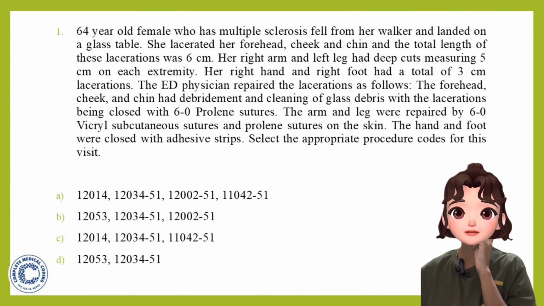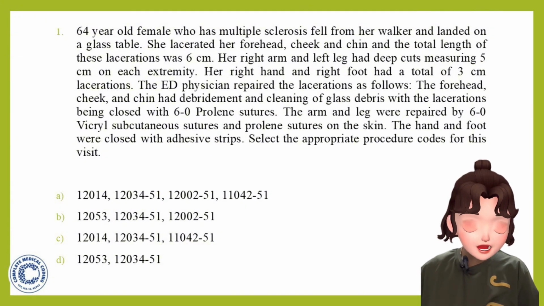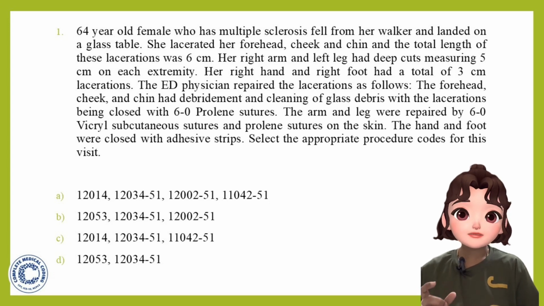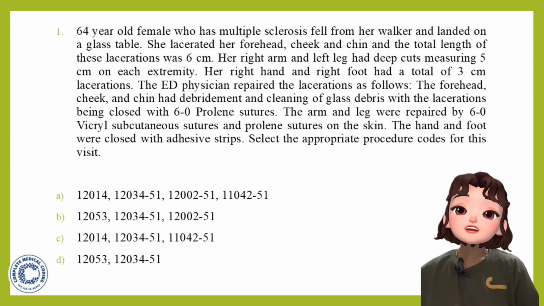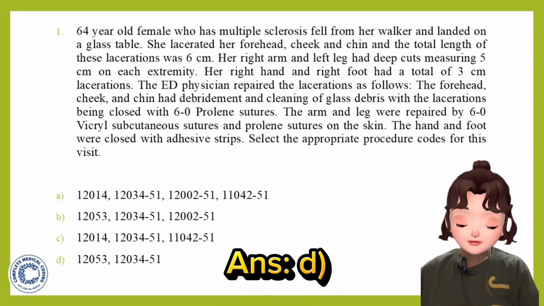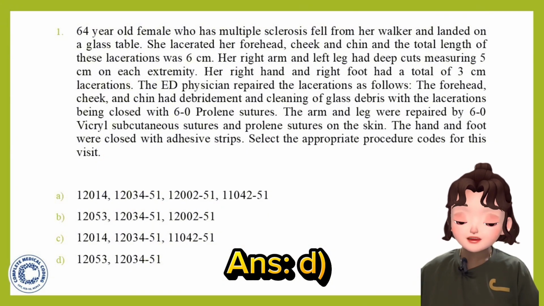So that is incorrect. We already got the codes 12053 and 12034, which are in options B and D only. But in option B, there is an additional 12002 simple repair mentioned, which is wrong. So option D is the answer, 12053 and 12034 with modifier 51 for the multiple procedure.